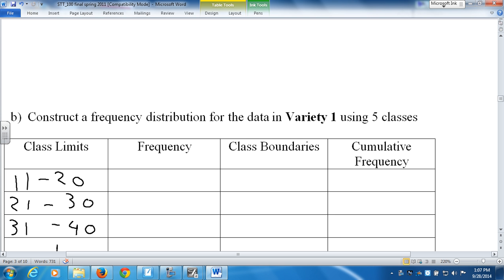The class can be represented in different ways. You can use boundary, limit, midpoint, anything. Anything. You don't have to.